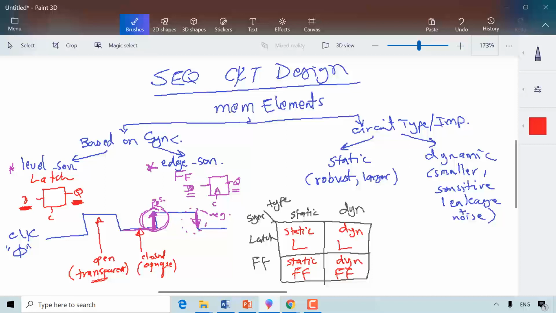We got these types based on the synchronization mechanism and the circuit implementation. Just one more note here: in digital logic, we studied different types of flip-flops. We studied D flip-flop, T flip-flop, and JK flip-flop.